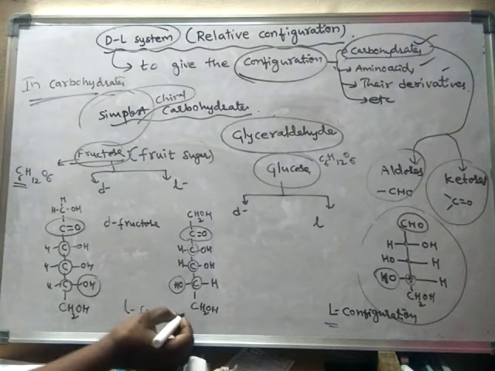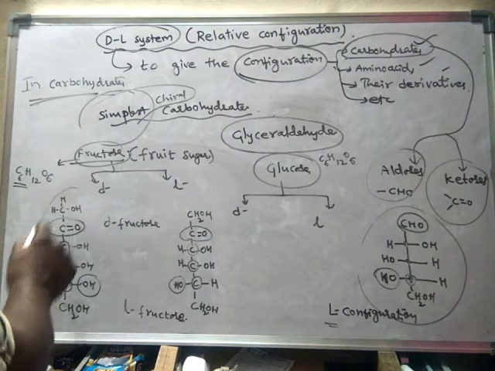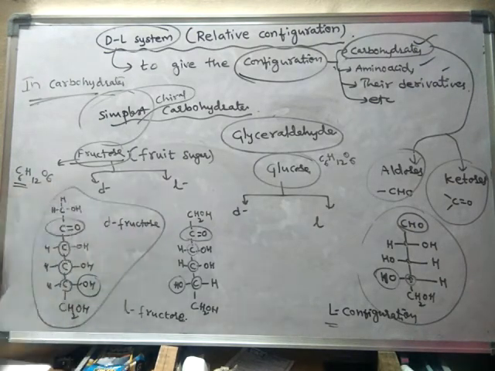It is L fructose. In this way we can give DL configuration. One thing we have to remember: here this is D fructose, and it is optically active because of the presence of chiral centers. The number of optical isomers can be calculated using the formula we already discussed in the previous concept.